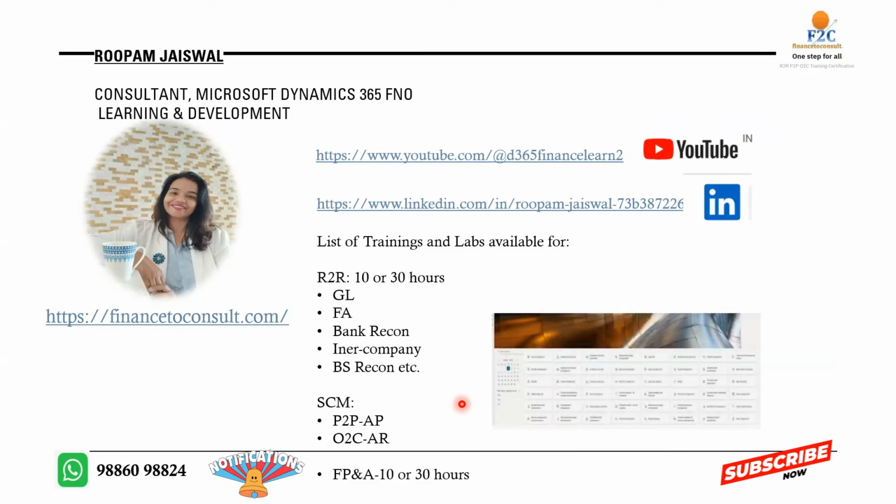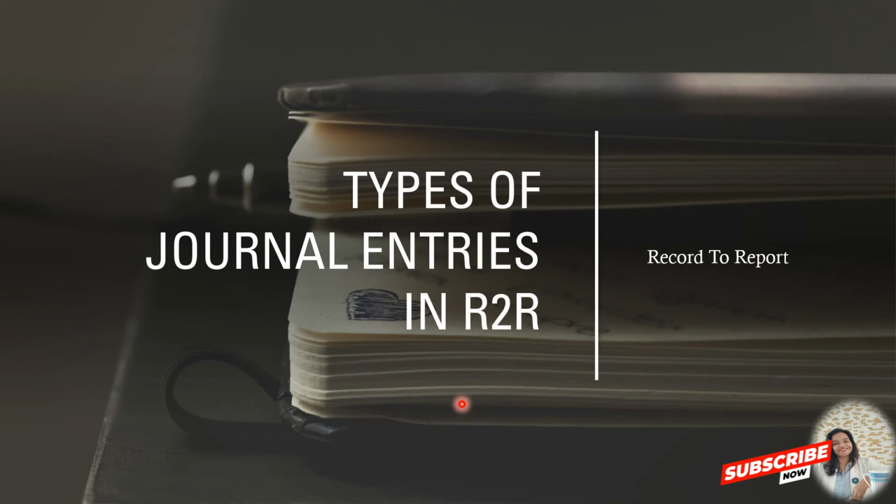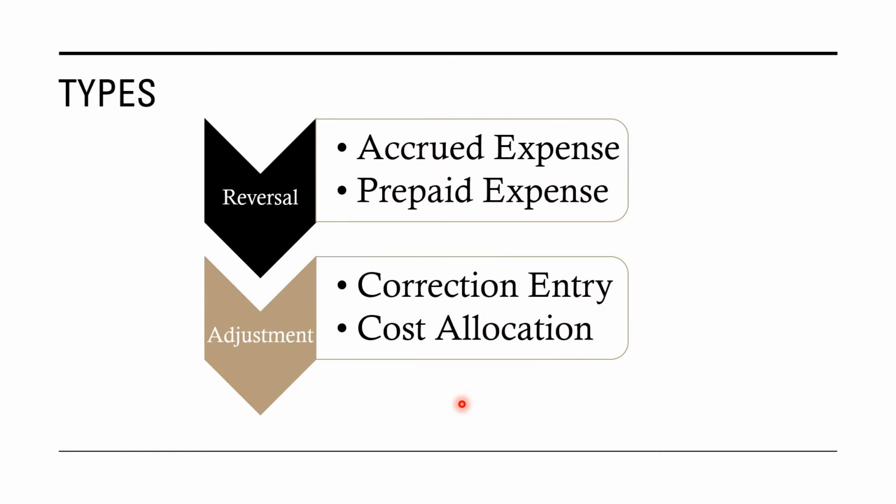Hello everyone, welcome once again. Today's topic will be the types of journal entries in R2R. The major type is the accrued expense journal entry, and we have prepaid expense journal entries. We also have correction entry and cost allocation entry. These are the ones which will be covered in today's topic.